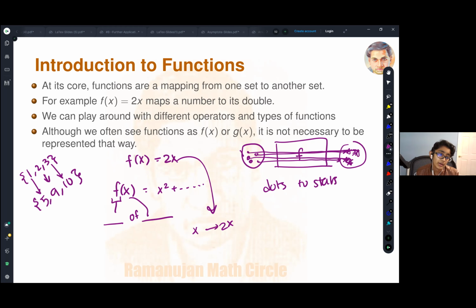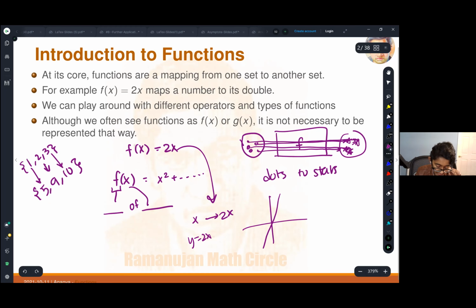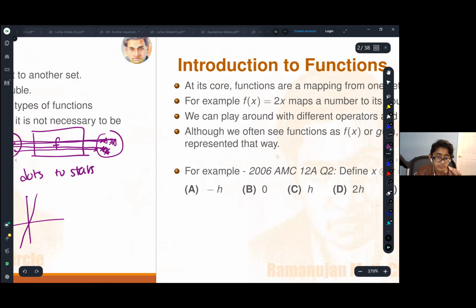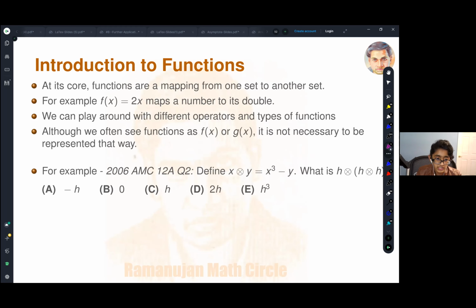Oftentimes a lot of our lines, for example, f of x equal to 2x, we could just set as y equal to 2x and graph our line. Oftentimes this graphing can be really useful in solving function problems. So let's look at a simple function from an AMC question.